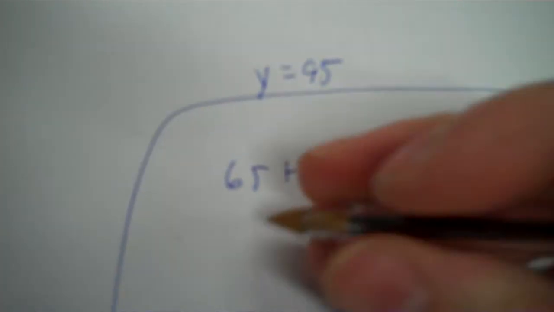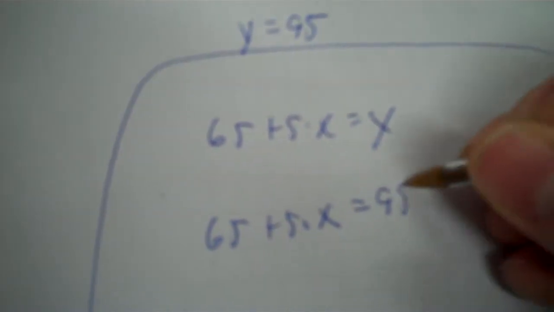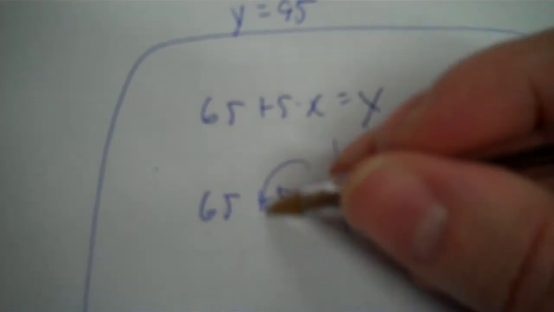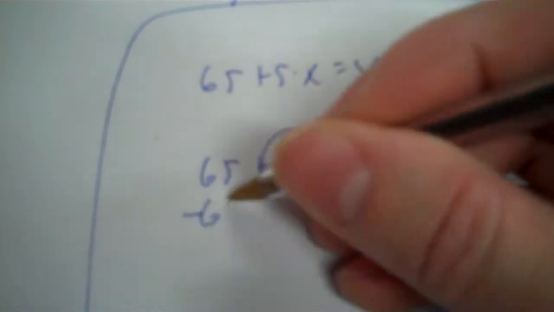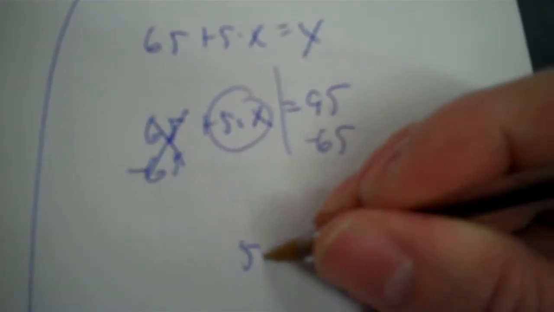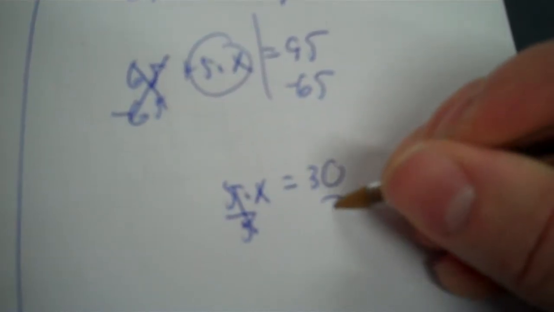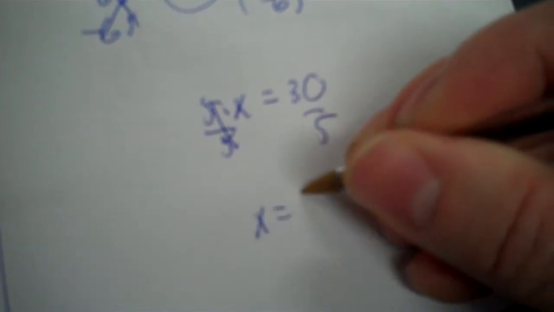Okay, so the equation is 65 plus 5 times x equals y, and then y is equal to 95. Okay, so 65 plus 5 times x equals 95, and then you get x by itself. You need to subtract your 65 first and then divide by your 5. So 5 times x is going to equal 30, then I divide by 5, and I get 6. 6 hours.